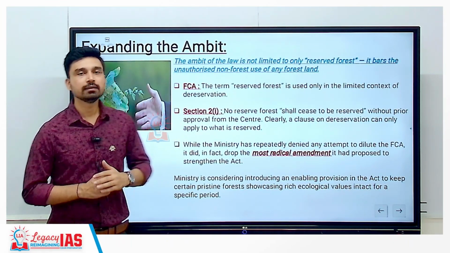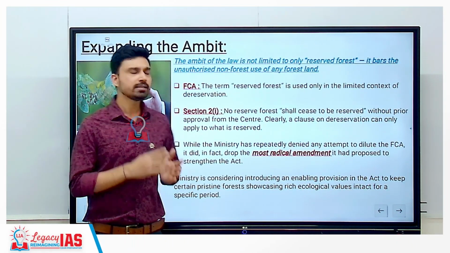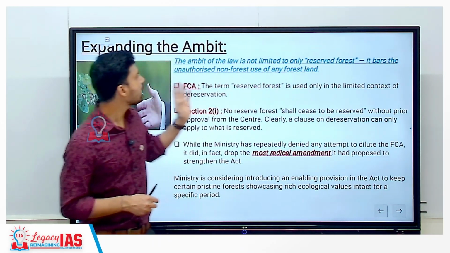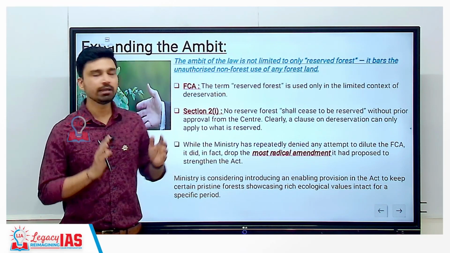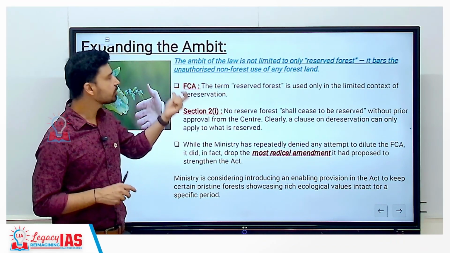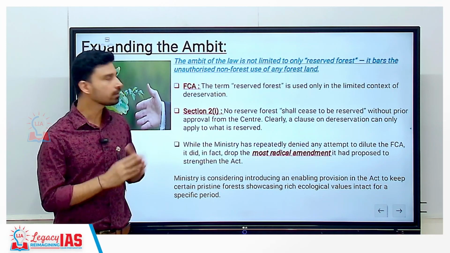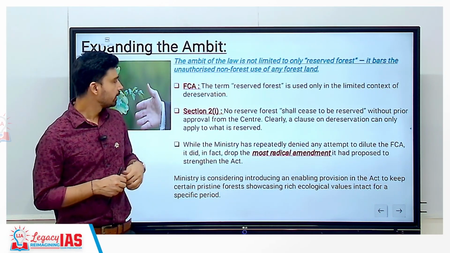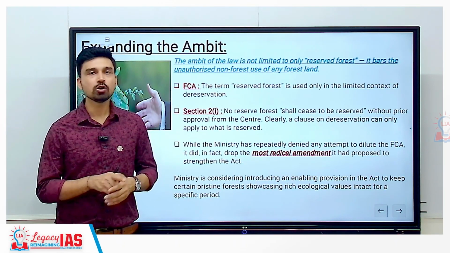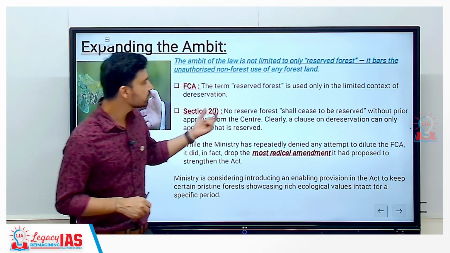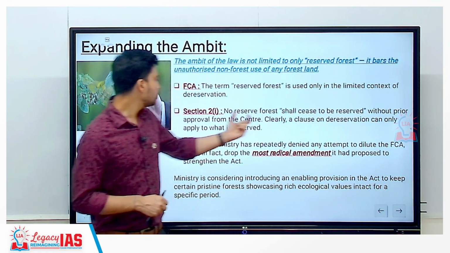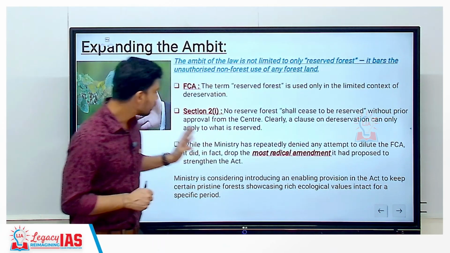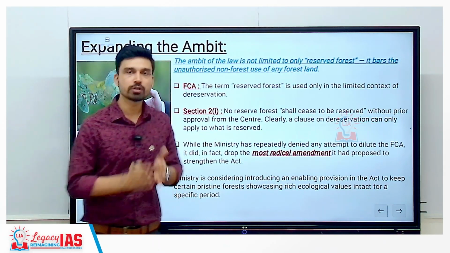Now, why does the ambit have to be expanded? That is the question here. First of all, the ambit of the law is not limited to only reserve forest. It bars the unauthorized non-forest use of any forest land. In the Forest Conservation Act, the term reserve forest is used only in the limited context of dereservation. If you look at Section 2, clause 1 of this Act, no reserve forest shall cease to be reserved without prior approval from the Centre. That means clearly a clause on dereservation can only apply to what is already reserve forest.